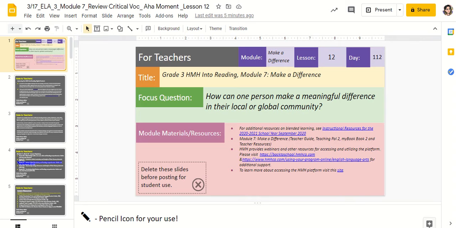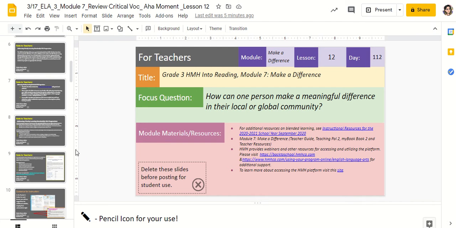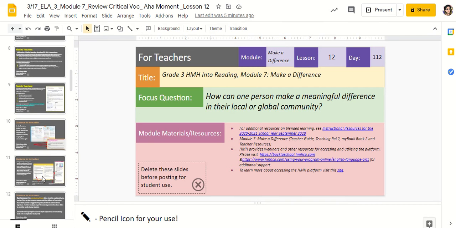We are in Module 7, Make a Difference, and we are in Lesson 12. The focused question of this module is how can one person make a meaningful difference in their local or global community? This is going to be a teacher-facing video, and we're going to be focusing on showing you a strategy to support students who are struggling with notice and note signposts, specifically the aha moment.